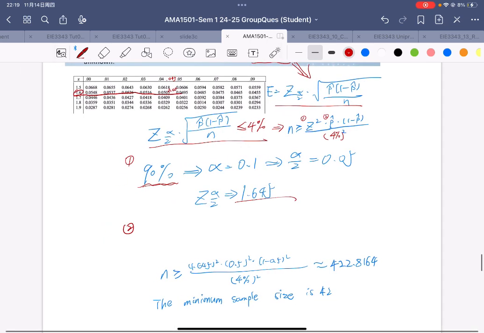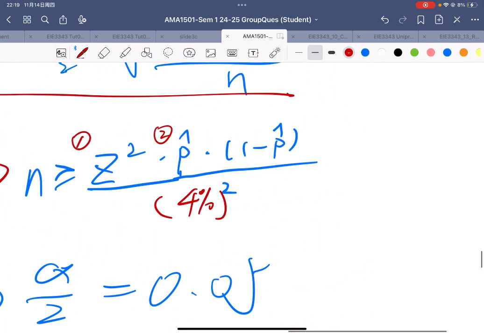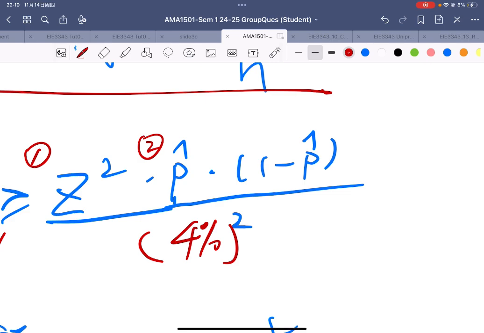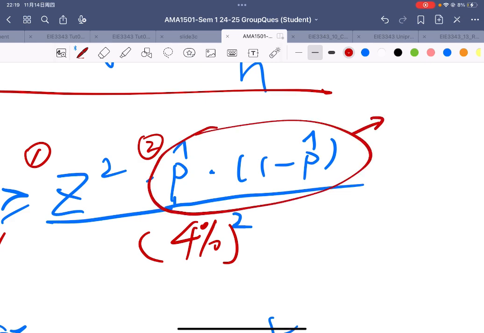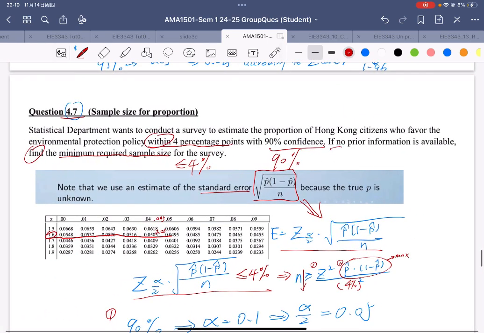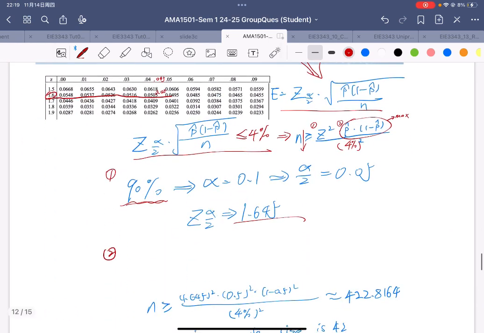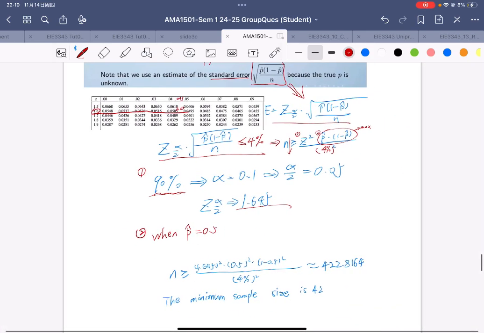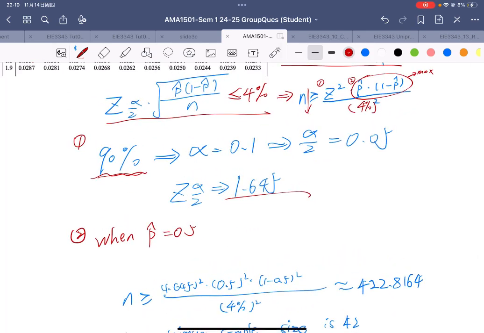And to find the value of the sample proportion. In this question, we want to know the minimum n that satisfies the condition. Therefore, we need to find the maximum of this part, because no prior information is available. So when the sample proportion equals 0.5, it gets the maximum value, which is 0.25.